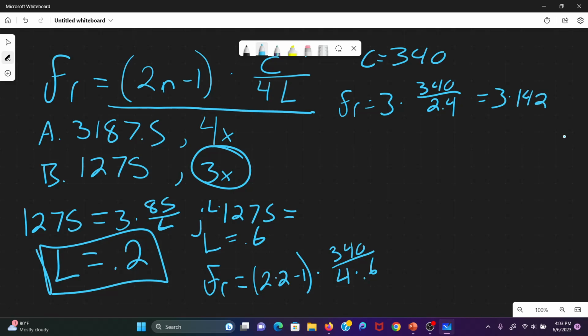And 3 times 142 is 426. And that's your answer. That's the second resonant frequency of the new, longer tube that's open only at one end. 426 hertz. Okay.